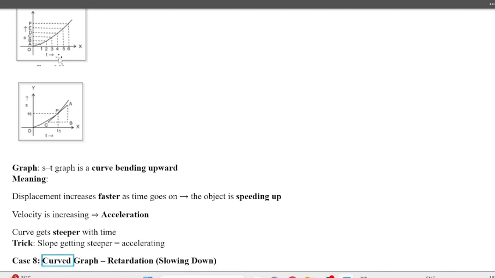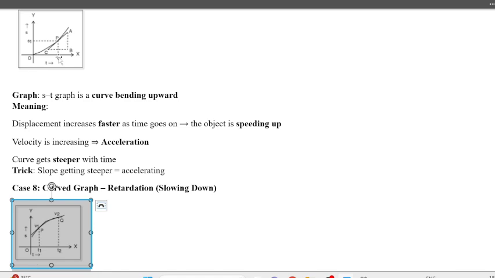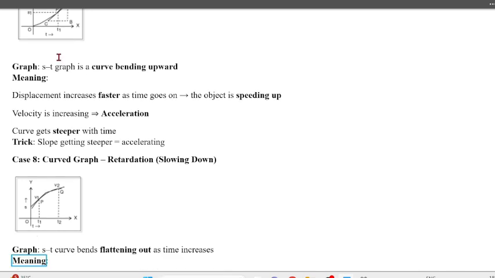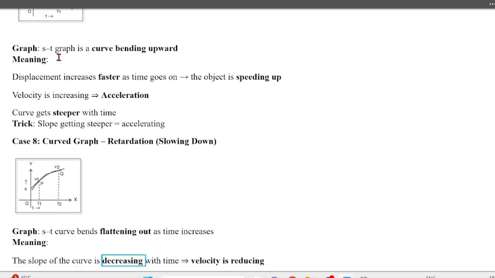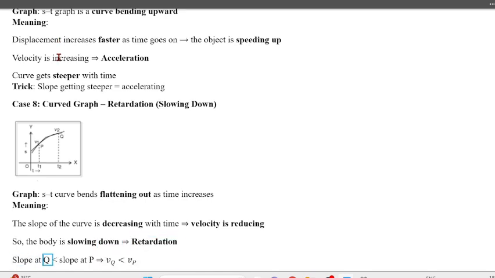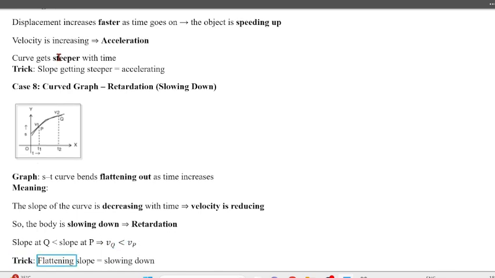Case 8: Curved graph, retardation, slowing down. Picture 52: the ST curve bends, flattening out as time increases, meaning the slope of the curve is decreasing with time. Velocity is reducing, so the body is slowing down. Retardation: slope at Q is less than slope at P, so V_Q is less than V_P. Trick: flattening slope equals slowing down.